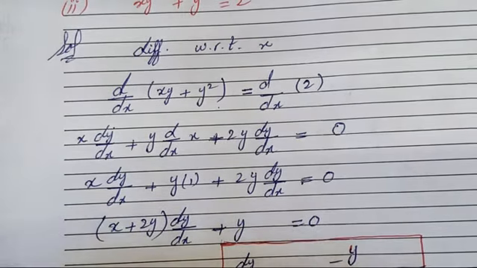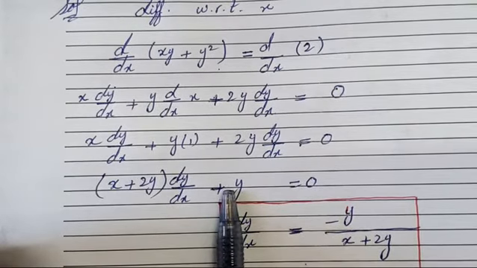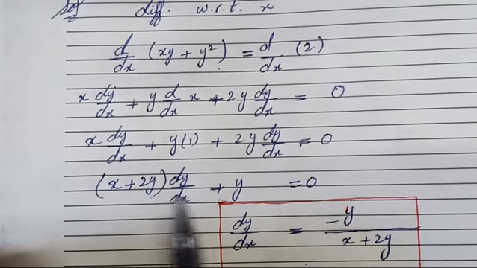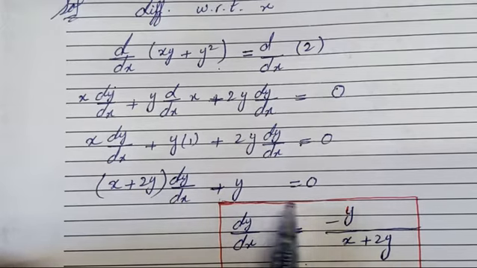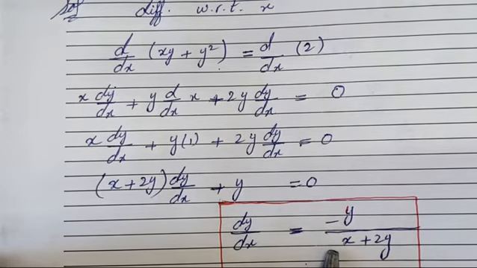So now we have to calculate dy over dx, so that's why y from left hand side moves to right hand side with negative sign, while x plus 2y in multiplication when goes from other side it comes in denominator. Okay, so our required dy over dx value is now minus y over x plus 2y. So this is second part of question number 2.